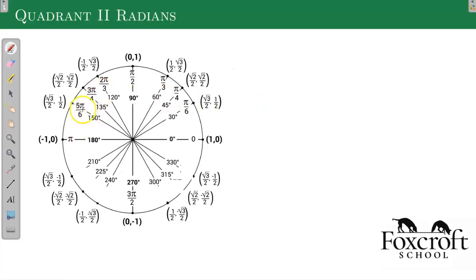How are you going to get the ones in quadrant 2? This is where they end up, but this is the way I think about it. We have pi here. We know pi is the half circle, and quadrant 2 is a little less than pi.